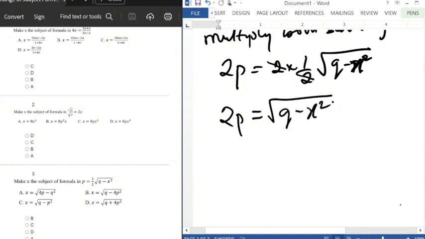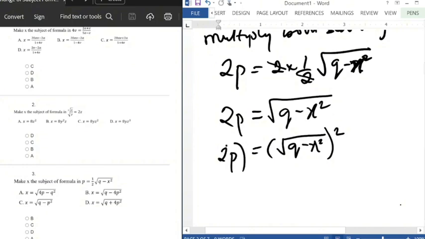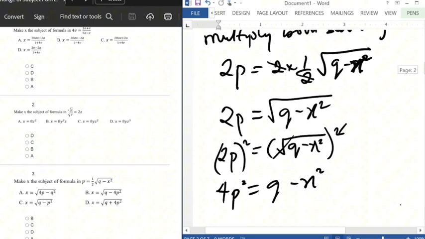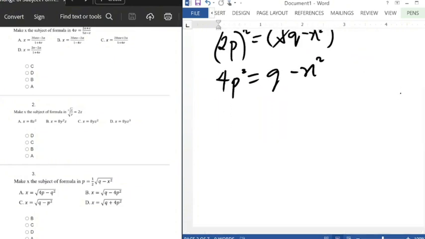Now the next stage is for us to remove the square root. So to remove the square root, we're going to square both sides so that it cancels. So we're going to have square root q minus x squared, everything raised to power 2, then 2p, everything raised to power 2. Please don't forget, the power will affect everything. So this will become 4p squared equals q minus x squared. You can see the way I'm doing it. You have to be removing small by small.